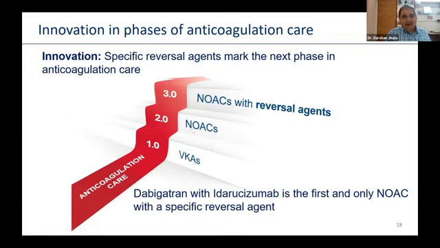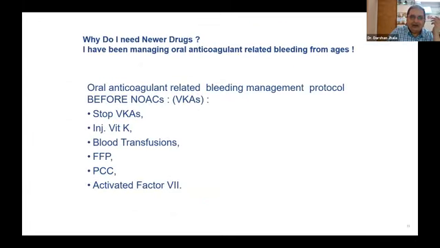And then we come to an era, which is not a perfect era, but an era with NOACs with a reversal agent available. Currently in India, we have only dabigatran, which has a specific reversal agent in the name of idarucizumab. It's called Praxbind, and it is the first and only NOAC with a specific reversal agent. So let us see whether this advantage is really an advantage to a clinician or not.